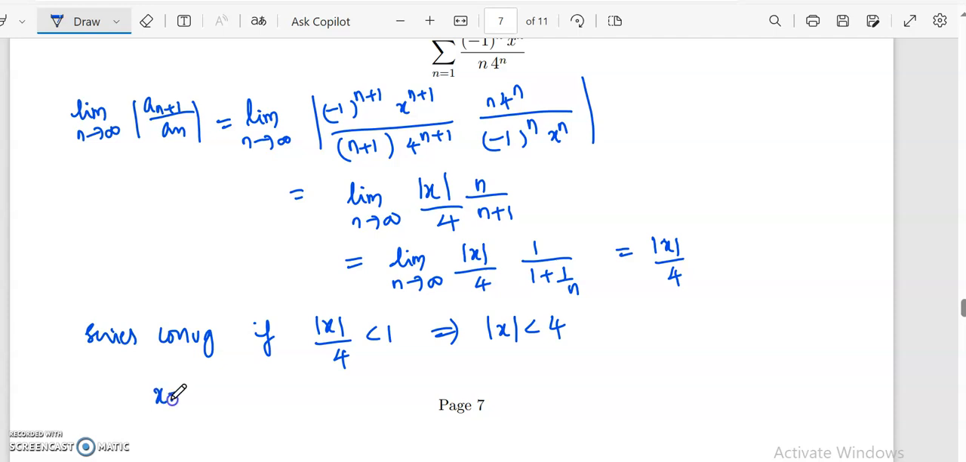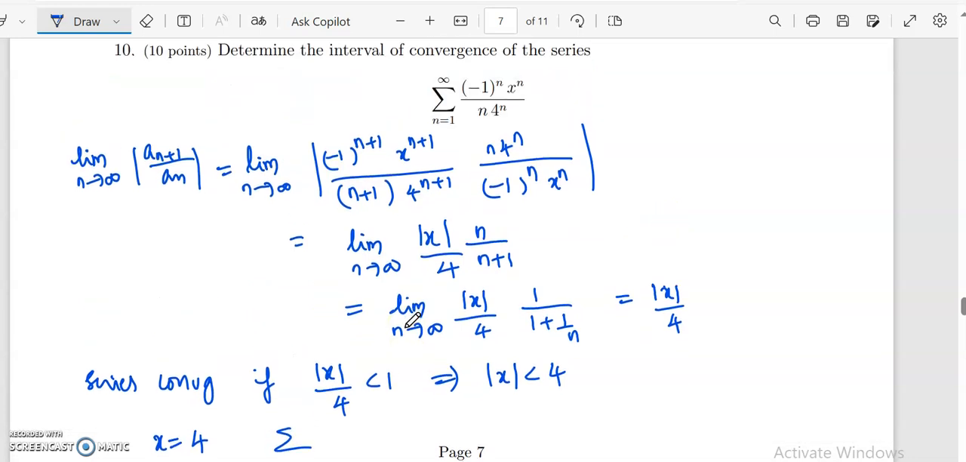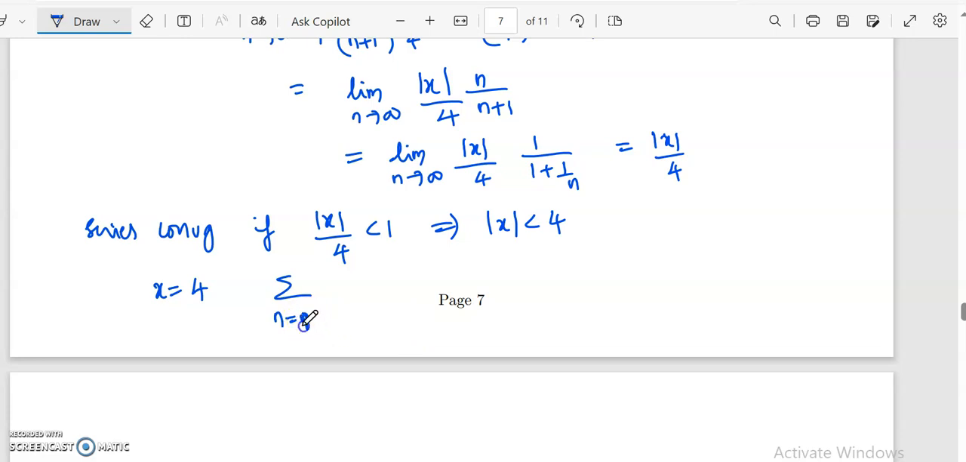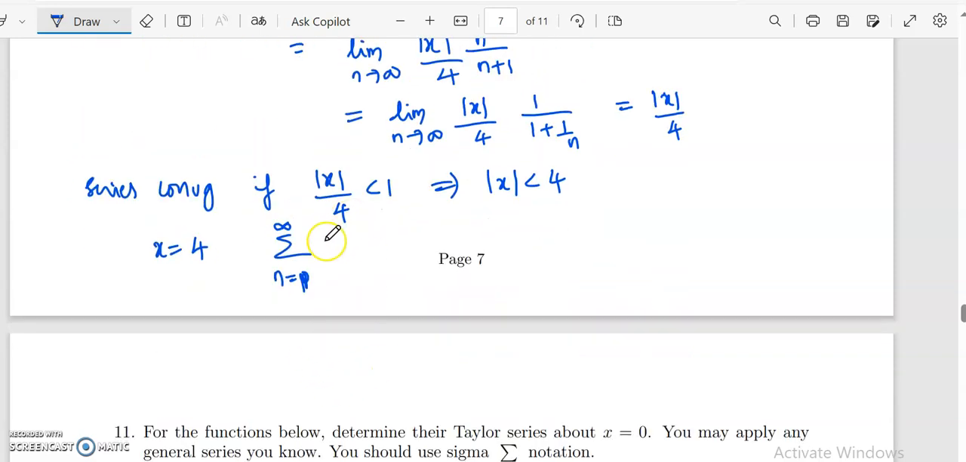Now let us check at the endpoints at x equal to 4 and minus 4. Now when x is equal to 4, we will get summation n equal to 1 to infinity. So when x is 4, we'll get 4 raised to n here. So 4 raised to n will cancel off. So we are going to get minus 1 whole power n by n. So this is a convergent series. So at x equal to 4, it converges.